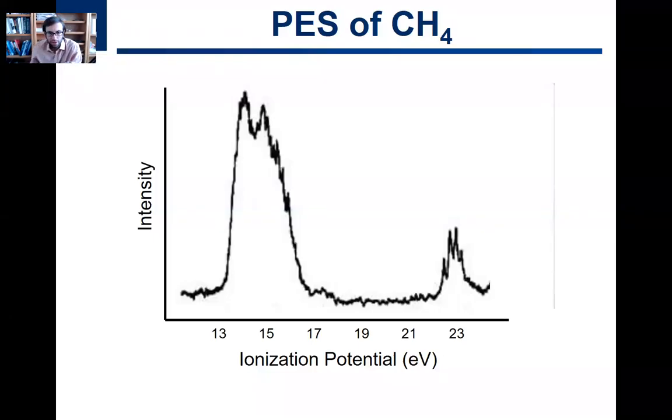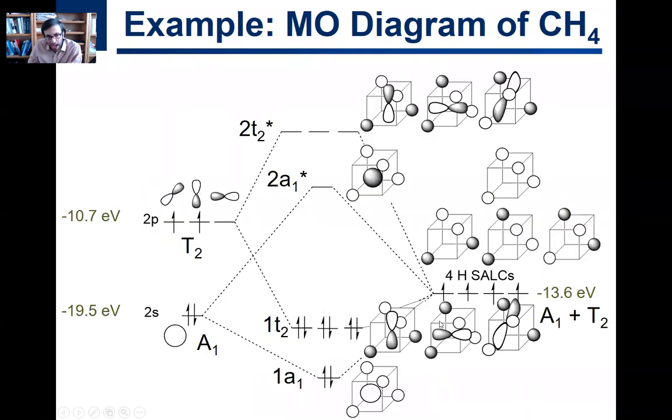So here is the photoelectron spectrum of methane. Let's break this down. The first thing you'll notice is there are two peaks: one centered around 15 electron volts, the other, smaller peak centered around 23 electron volts. So how do we interpret this?